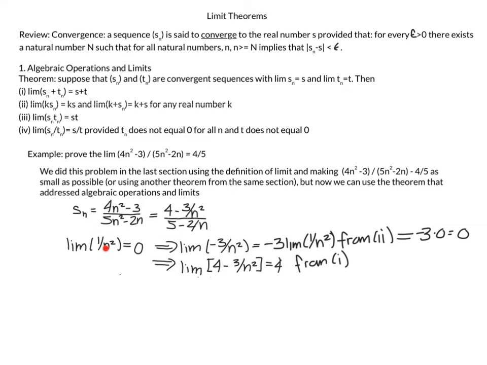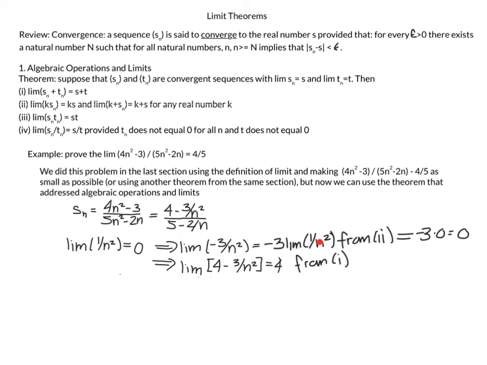We know the limit of 1 over n squared is equal to 0, so the limit of minus 3 times 1 over n squared, using this theorem, where minus 3 is the constant k and my Sn, I can pull out my constant times my limit of 1 over n squared.